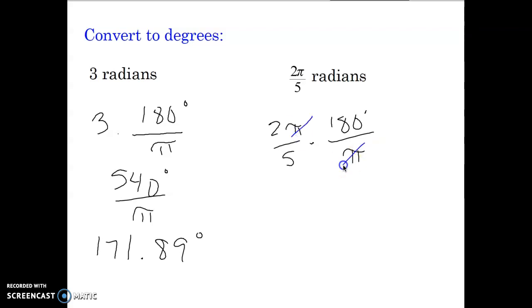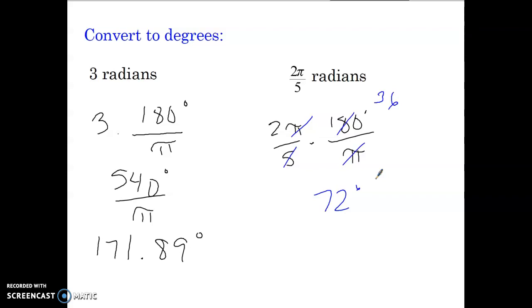So now the pi's are going to cancel. And let's see how many times 5 goes into 180. 5 goes into 18 3 times, with 3 left over, 5 goes into 30 6 times. And now I've got 2 times 36. So 72 degrees is my final answer. Notice on both of these I had degrees, so that I have my final answer in degrees. Those units need to come down.